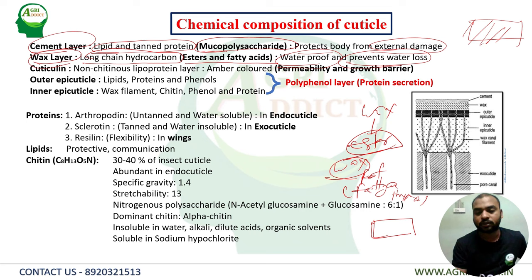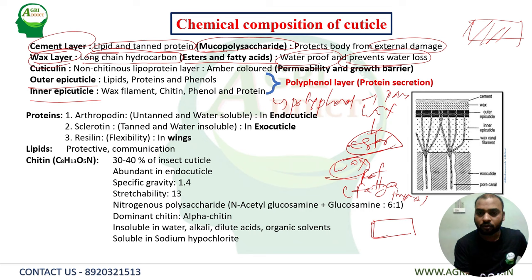If the body integument consists of this wax layer, what will happen? If any adverse climatic condition comes, or more sunny days and more heat come, the body moisture will not evaporate through the body wall, because the wax layer is present. Then another thing is the outer epicuticle and inner epicuticle. This mostly consists of polyphenols. That's why it is called the polyphenol layer.